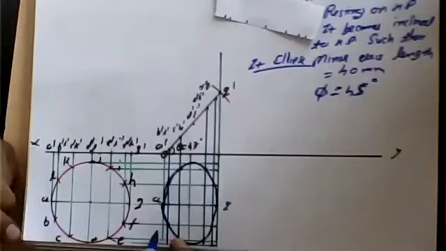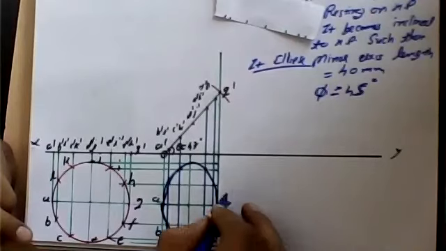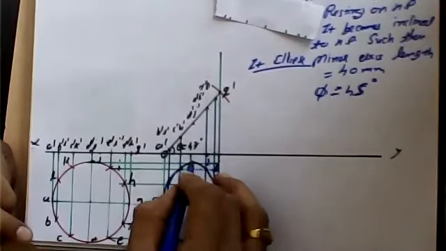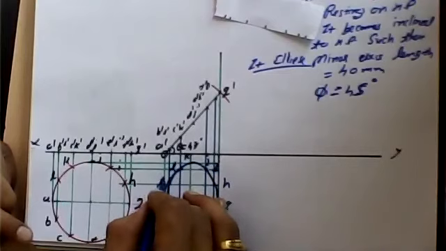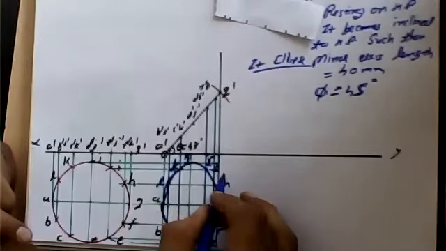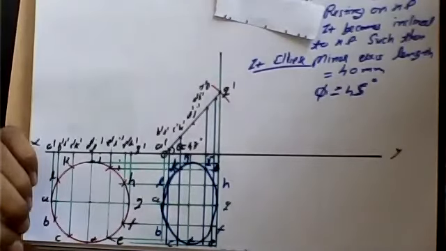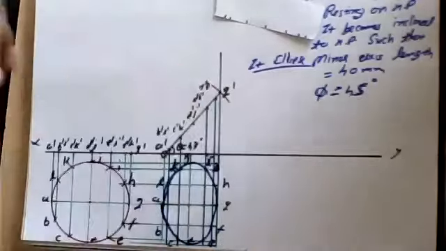Okay, you need to mention those points: B, C, then D, E, F and G, H, I, J, K, L will be over here, K will be over here, J would be over here, I would be over here, H would be over here. Okay, so this is going to be the profile. Now what is your next task? To transfer this at 45 degrees.